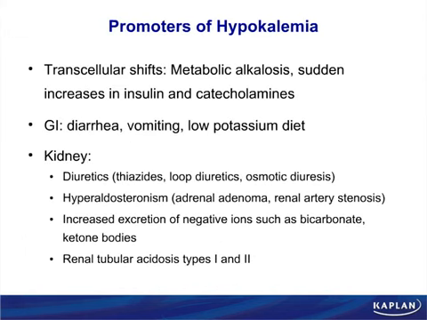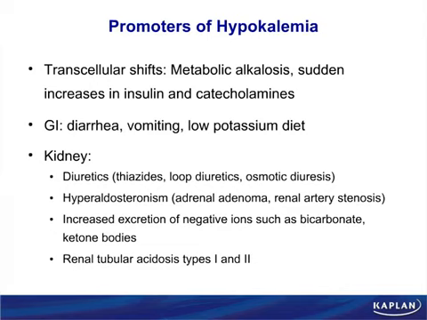Hypokalemia is seen in transcellular shifts. We mentioned metabolic alkalosis. We said a sudden increase in insulin, because it activates the sodium-potassium ATPase, can also cause hypokalemia. GI losses, that's an important one. Diarrhea, vomiting, and low potassium diet can cause hypokalemia. That's an important loss. Renal losses, this is an important one too. Any high flow states in the kidneys can promote renal losses of potassium. That includes thiazide diuretics, loop diuretics, osmotic diuresis of any cause.